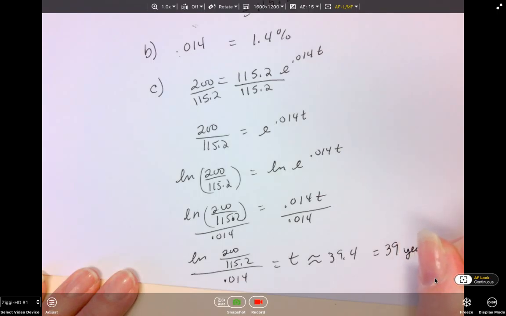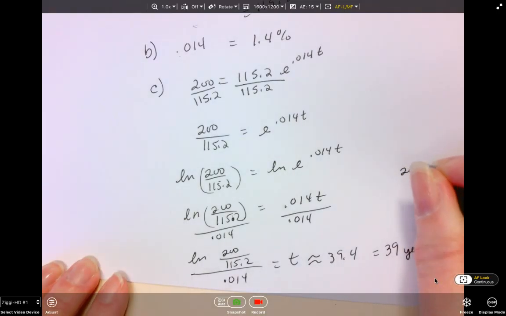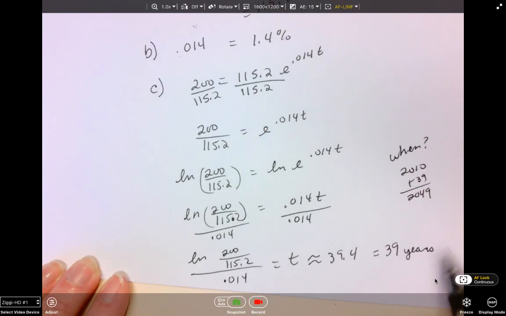Now, this was asking how long. If they asked when it happens, you would take the 2010, add the 39, and get 2049. That would be if you're looking for when. This is how long, but that would be like what year would it happen.